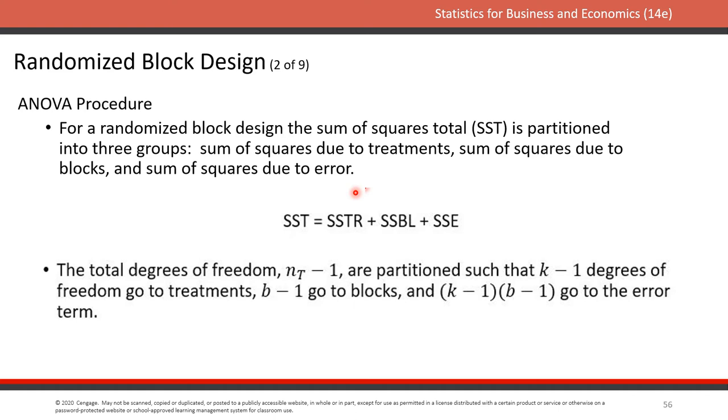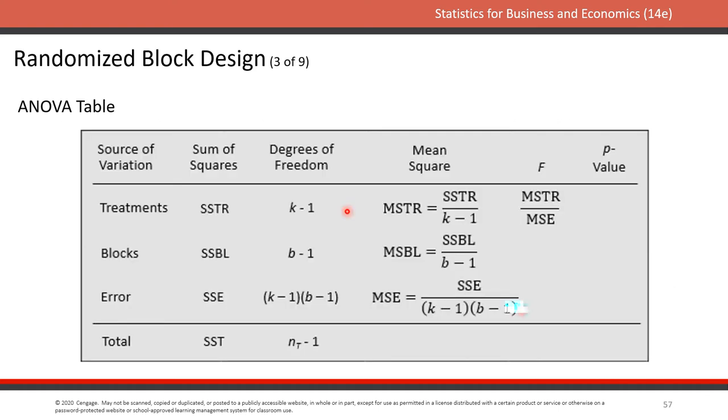Now the error term gets the k minus 1 times b minus 1 interaction. So the error term tends to get the degrees of freedom that was formerly going to the interaction. You'll note that in this design we tend to assume no replications. Sometimes that happens, sometimes that doesn't. It really depends on how many pieces we can get out of our block.